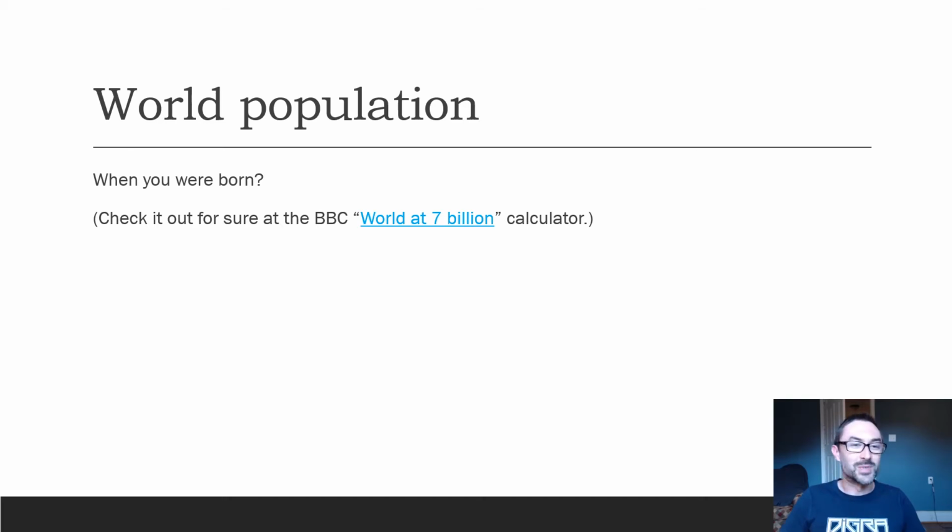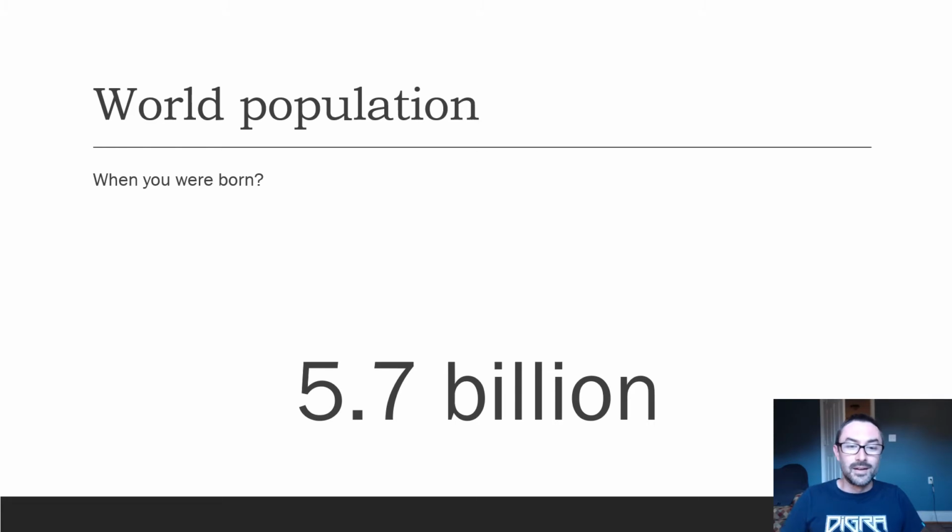If you're a traditional freshman, let's say you were born around 2000, turn of the last century, you can check it out. Follow the link to the BBC World at 7 Billion calculator. You can enter your birthday to see exactly how many people were alive when you were born. But if you were born in around 2000, there were 5.7 billion people alive when you were born. That means in the time that you've been alive, a mere 20 years or so, the global population has increased by 2 billion. What is 2 billion of 5.7?